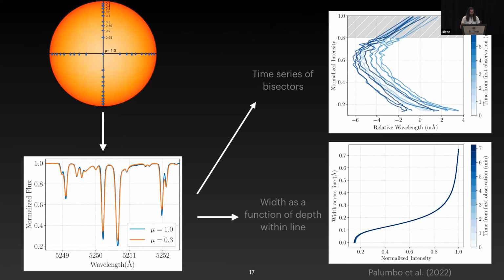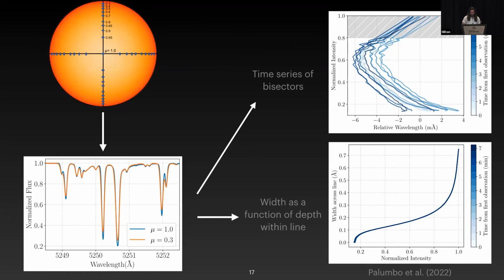And so more on this input data, essentially what we do is we take these spectra, these time series of spectra at each position, we find the lines in those spectra, we measure a time series of bisectors from each of those lines, and then we also measure the line's width as a function of depth in the line. And these two pieces of data, the bisector and the width as a function of depth, give us all the information we need to uniquely specify a line shape at any given instance in time.